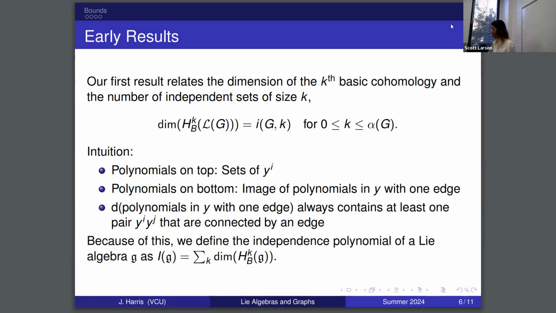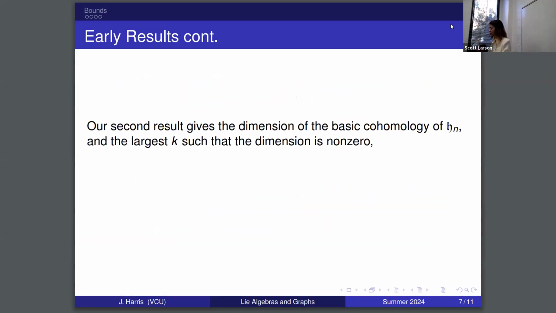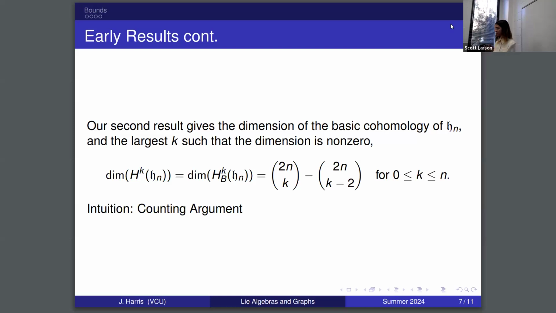The next result, oh yeah, that's why we define the independence polynomial for a general Lie algebra in terms of the dimension of the kth degree basic homology. This is actually going to let us get independence polynomials of Lie algebras that do not come from graphs, because now this definition doesn't directly depend on being from a graph.